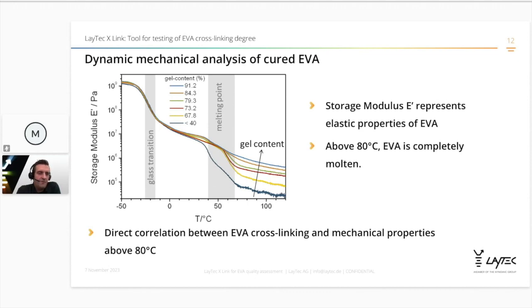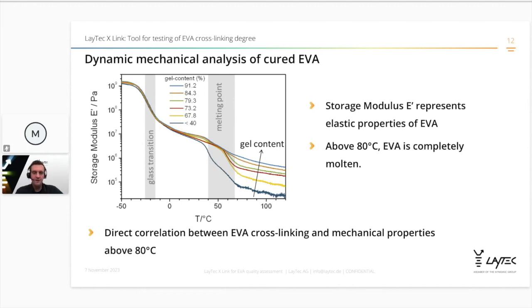So above this temperature, all the mechanical properties are basically determined by the cross-link fraction of the polymer, because everything else is melted and in a quasi-liquid state. So if you want to put it very simple, what we do is doing a spring constant measurement of the heated module.